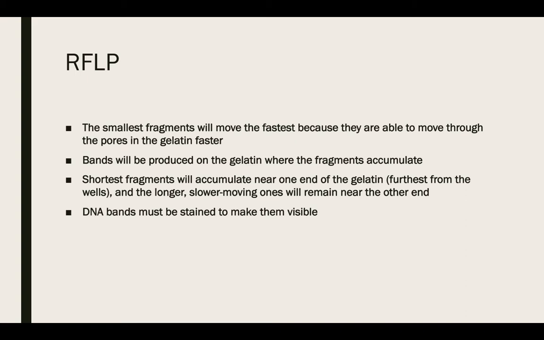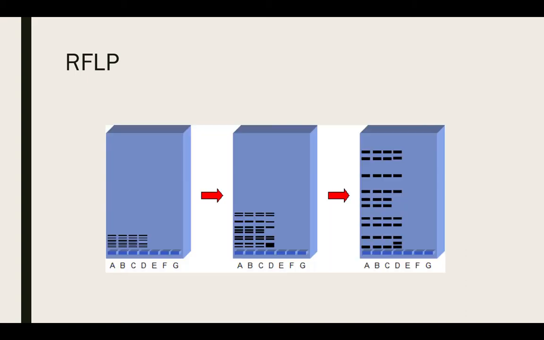The DNA bands must then be stained through some different processes. We've always used ethidium bromide, which is a toxic substance, but it still works, and it makes them glow under a black light, essentially. So you can see that the faster moving bands are going to end up here. The slower moving ones are going to end up down here.